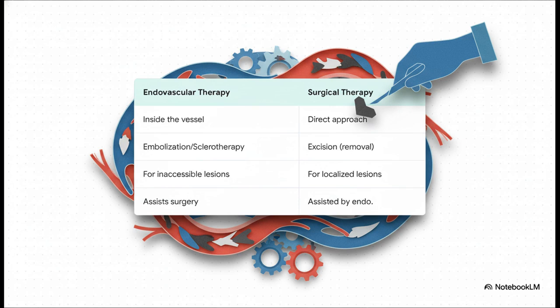So modern treatment really rests on two main pillars. On one side, you've got endovascular therapy, which is amazing. It works from inside the blood vessels, using special agents to block them off. Then you have surgical therapy, the more direct approach of actually removing the lesion. But here's the most important part. These aren't competing options. They are at their absolute most powerful when they're used together.